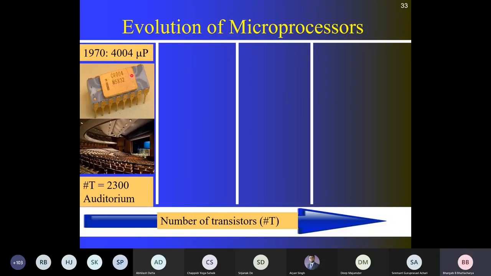This is a fully integrated circuit, and the circuit comprises this number of transistors: 2300 transistors here. Imagine that you are sitting in an auditorium with around 2000 seats. The population of the chip, I mean the number of transistors on the chip, can be compared with an auditorium.